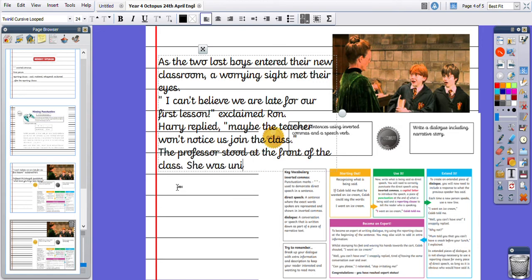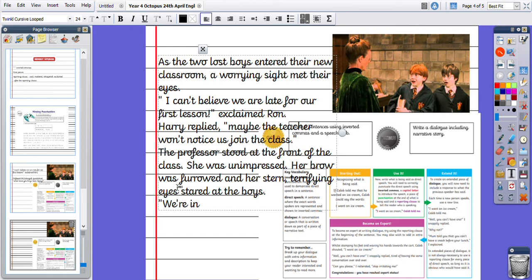She was unimpressed. Her brow was furrowed, and her stern, terrifying eyes stared at the boys. "We're in for it now," muttered Ron. "It's not our fault. We don't know where we are going."